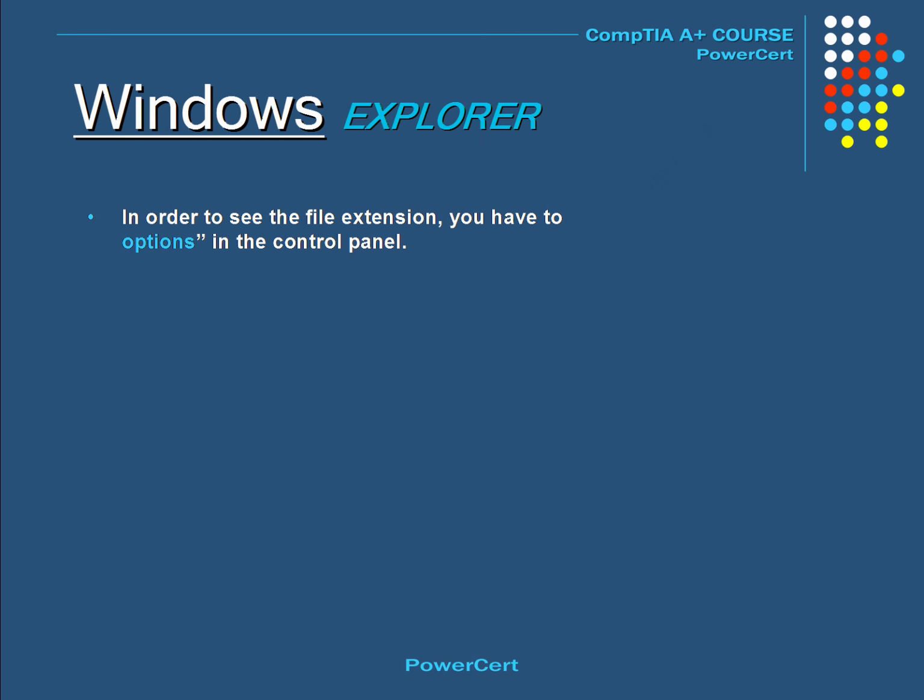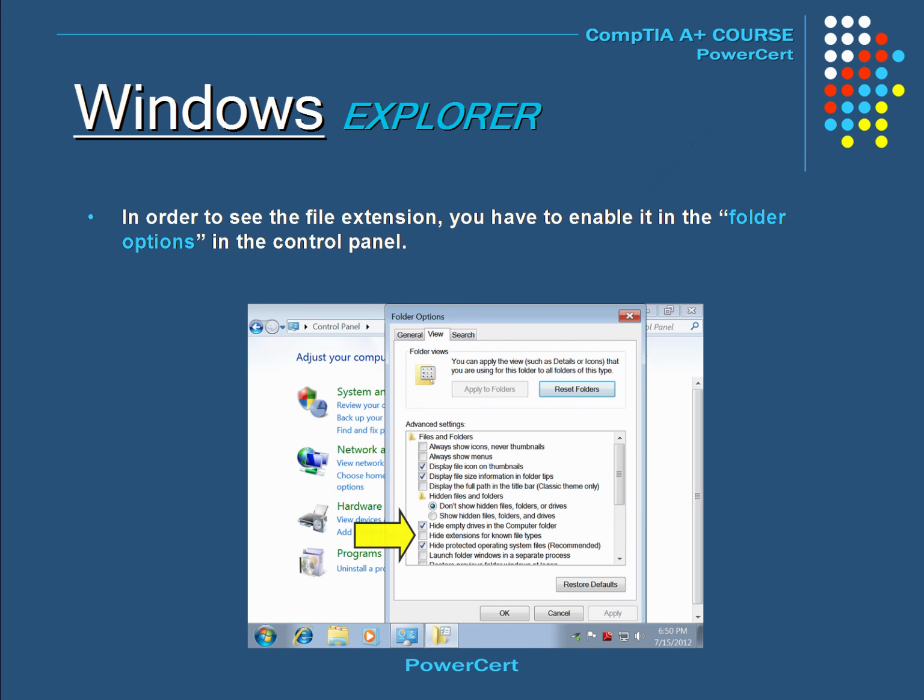In order to see the file extension, you have to enable it in the folder options in the control panel. And once you select it and press OK, the file extension is now visible.